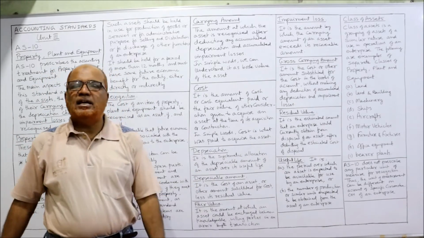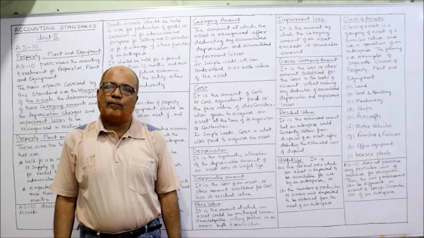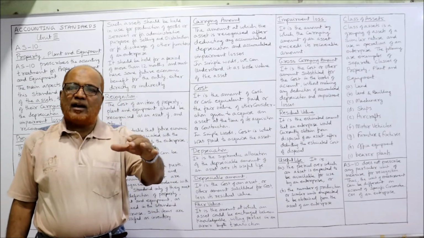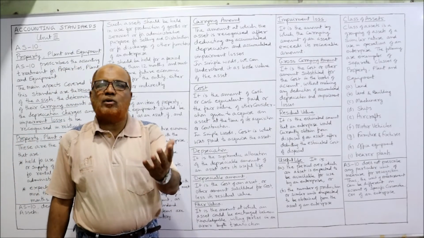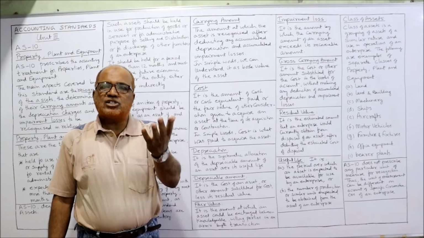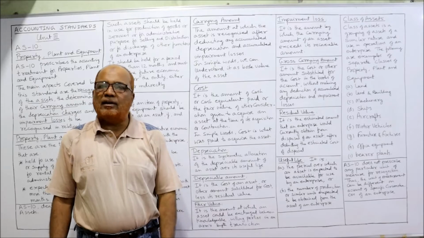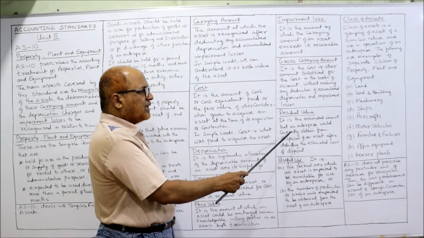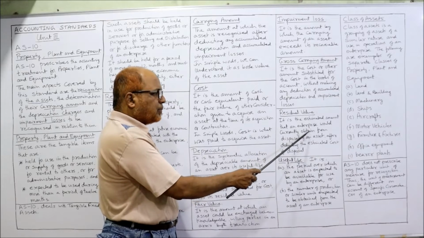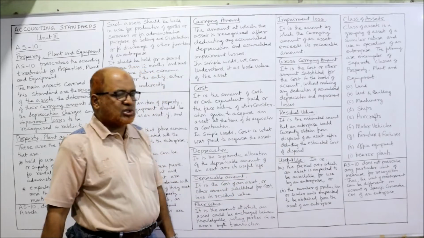Next one is residual value. In simple words, we call it scrap value. At the end of its economic life, if we sell away the asset, how much amount can we fetch? The estimated amount we can fetch at the end of its economic life is called residual value. So here it is the estimated amount that an enterprise would currently obtain from the disposal of the asset after deducting the estimated cost of disposal.